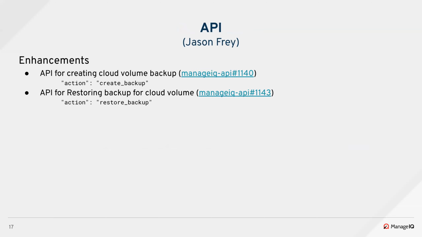On the API side, Jeffrey added 2 new API actions for Cloud Volumes. One is to create a Cloud Volume backup, and the other one is to restore a Cloud Volume backup. And the actions that you would pass are there. It's either create backup or restore backup to a Cloud Volume endpoint.